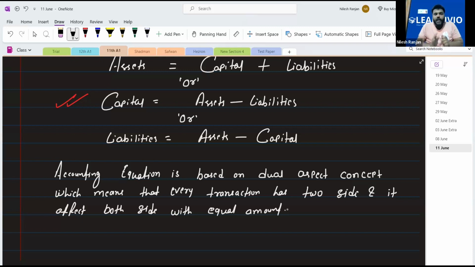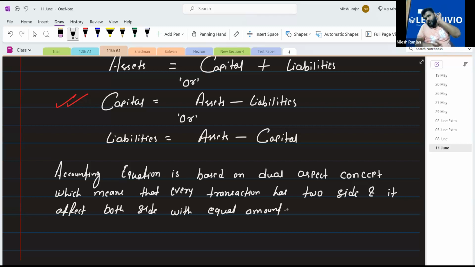Let me read it. Accounting equation is based on the dual aspect concept. This is a concept that we study in the basic accounting concepts and conventions chapter. So the accounting equation is based on the dual aspect concept, which means that every transaction has two sides and it affects both sides with equal amount.